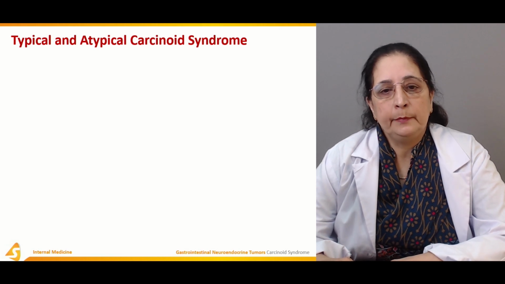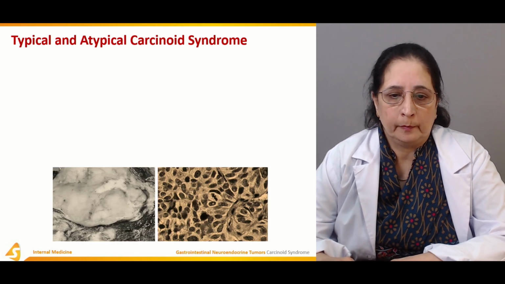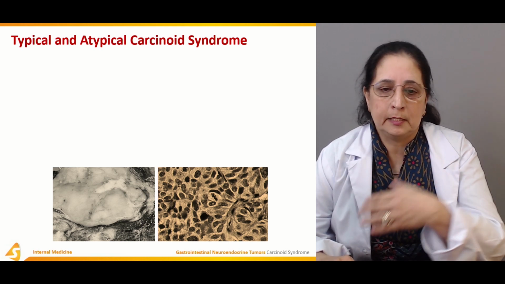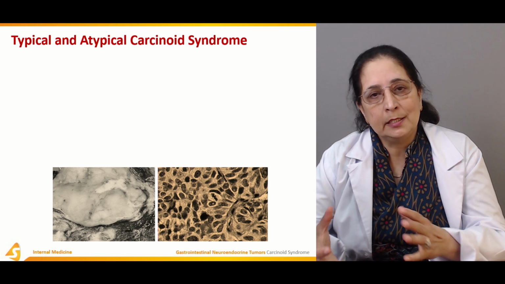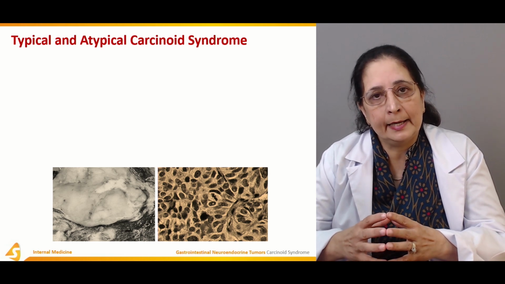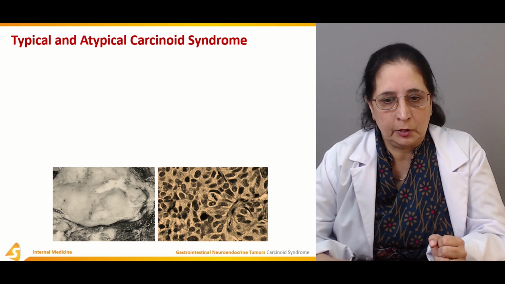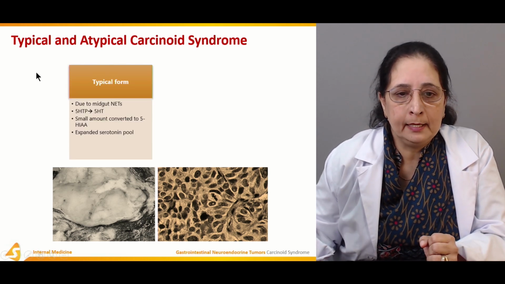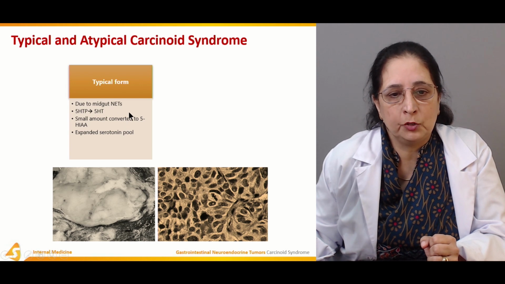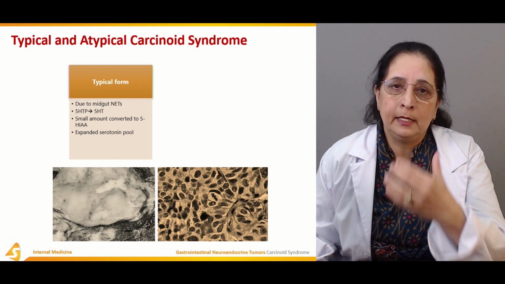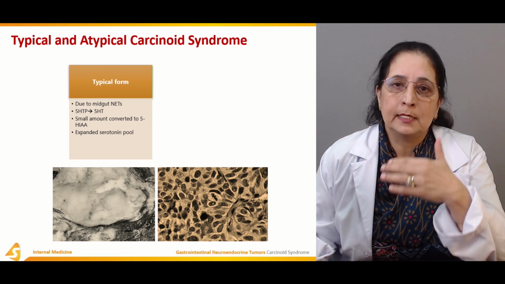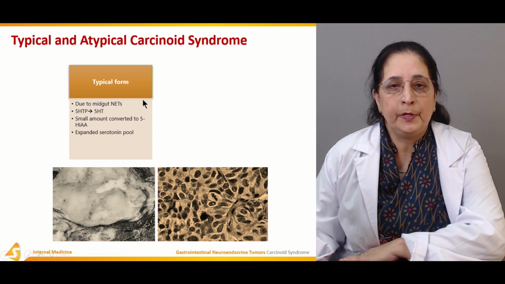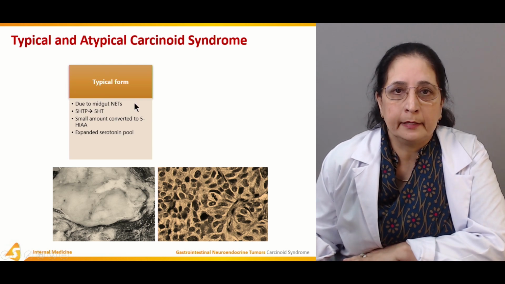Typical and atypical carcinoid syndrome. Now we went over all the features associated with the carcinoid syndrome. Now what's the difference between typical and atypical carcinoid syndrome? The typical form is due to midgut neuroendocrine tumors. We know that the midgut is the most common site of the neuroendocrine tumor. So the typical form is due to midgut involvement.